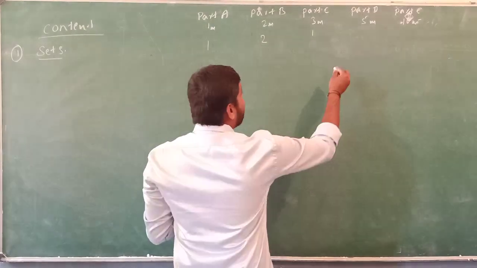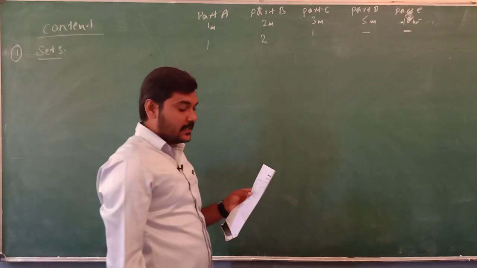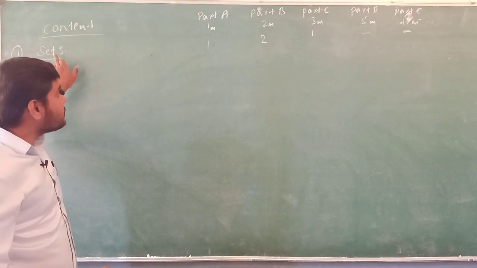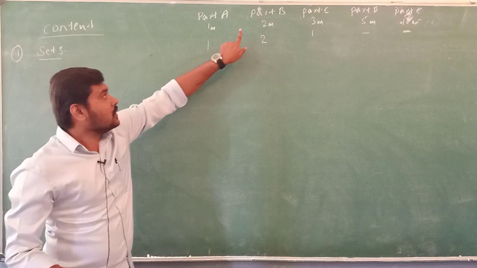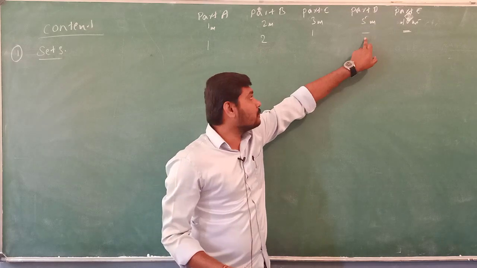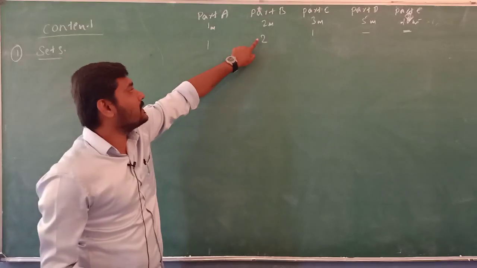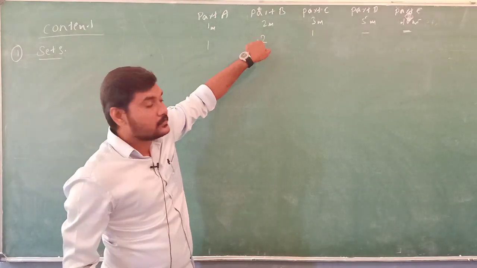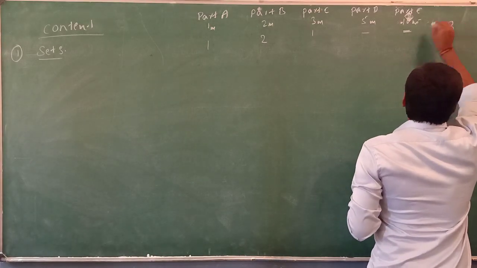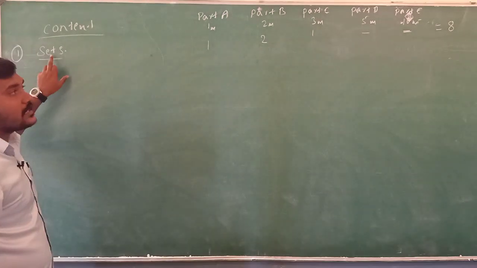There will be no question for 5 marks and no question in part E. So the total marks allotted for the chapter sets is: 1 mark, 1 question; 2 marks, 2 questions; and part C, 3 marks, 1 question. There will be no question in 5 marks as well as 10 marks. So 1 plus 4 is 5, and 5 plus 3 is 8 marks. Are you getting? So there will be 8 marks of questions in the chapter sets.